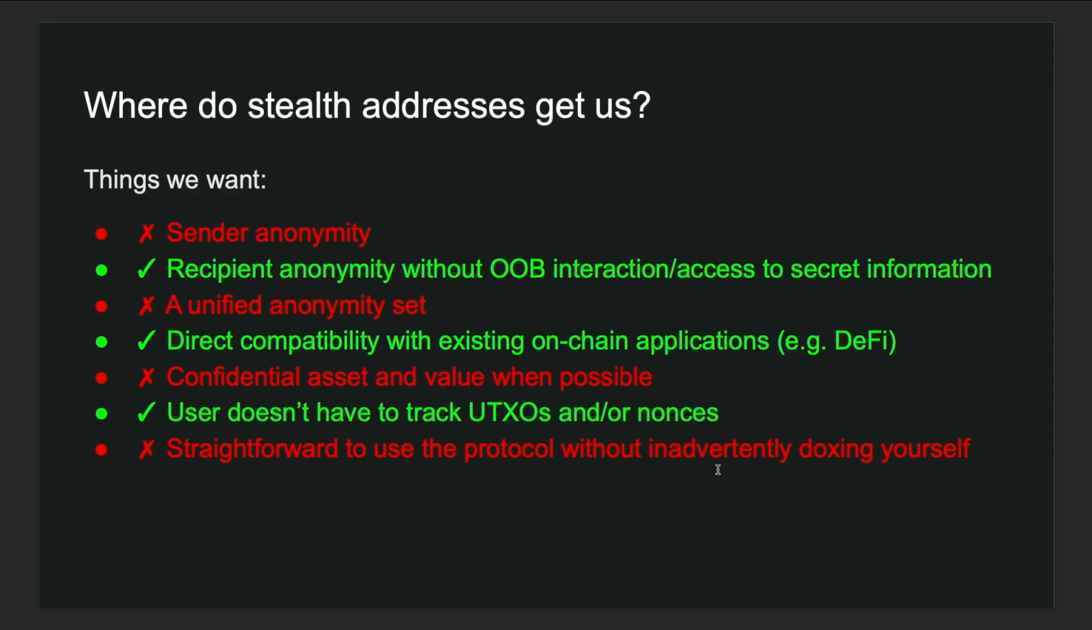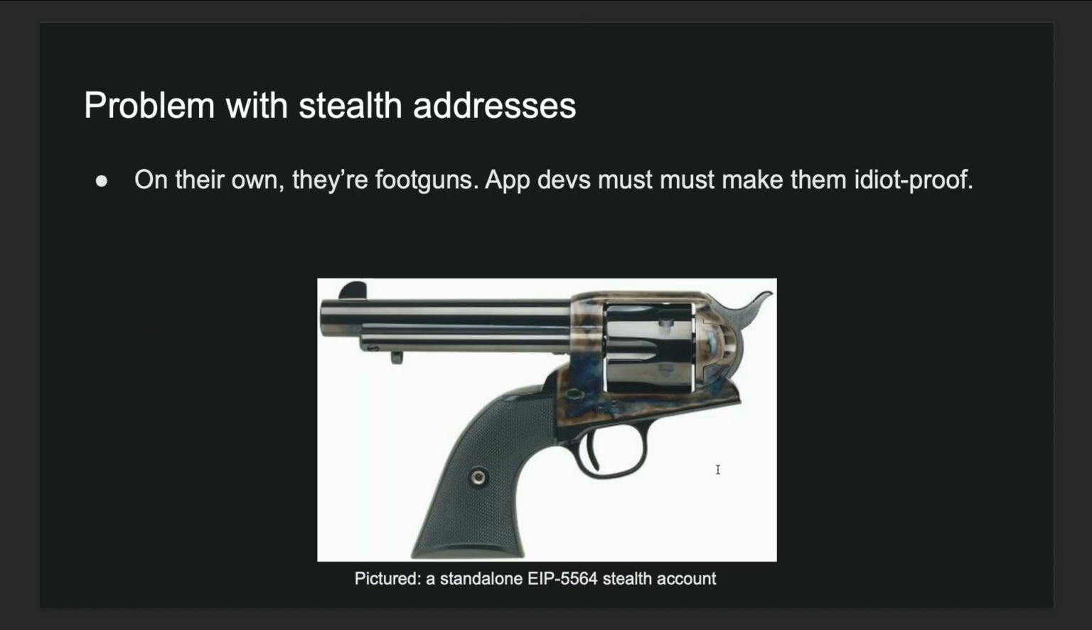But the main problem with stealth addresses, as they are today, is that the protocol itself is hard to use without inadvertently doxing yourself. And this is actually a big enough problem that I have an entire slide just to talk about it. Basically, the problem is that once you send funds to a stealth address, if I'm paying someone USDC via a stealth address, they don't have any gas in their stealth address. So if they want to be able to move that USDC, they need to get gas from somewhere. And so, okay, I have some gas in my other EOA, let me just send it there. Oh no, I've doxed myself.